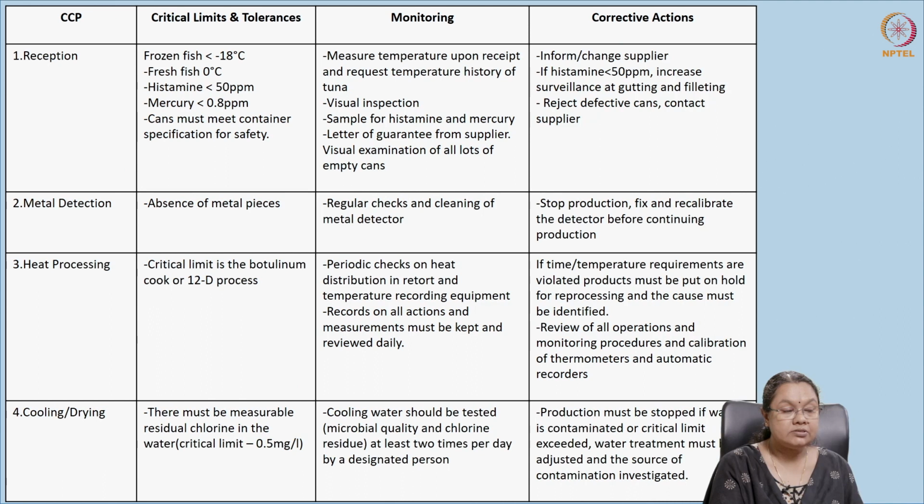This is because we are using water, and water can transmit microbes to the container or to the surface of the container. That can be prevented by using potable water or by checking the chlorine content. The critical limit set for chlorine is 0.5 milligram per liter. At regular intervals, these things need to be checked by the technologist or the designated person, and if it is not meeting the limit, then actions need to be taken accordingly. So these are the 4 CCPs in the tuna canning process.